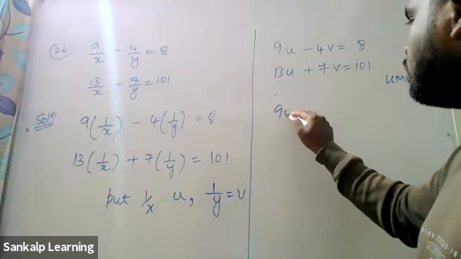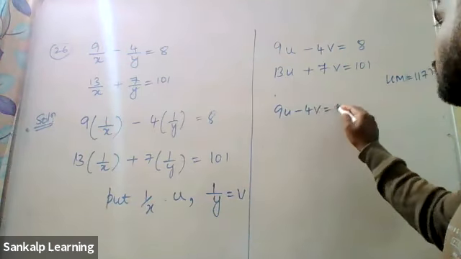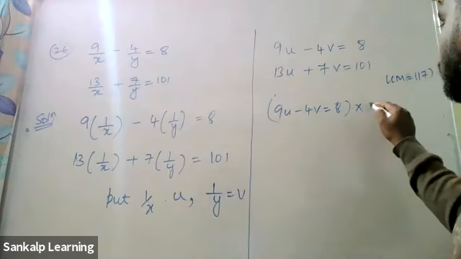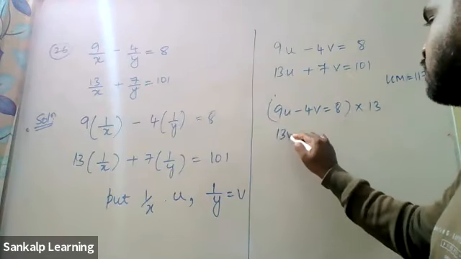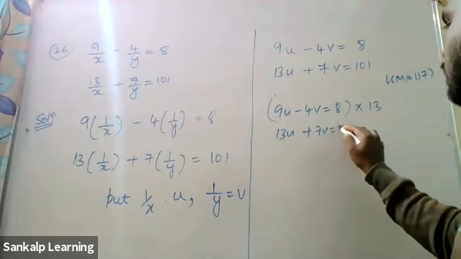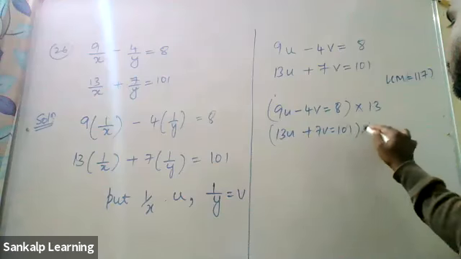So LCM is equal to 117. So 9u minus 4v equal to 8, multiplied by 13, so that you get 117. 13u plus 7v equals 101, multiplied by 9.